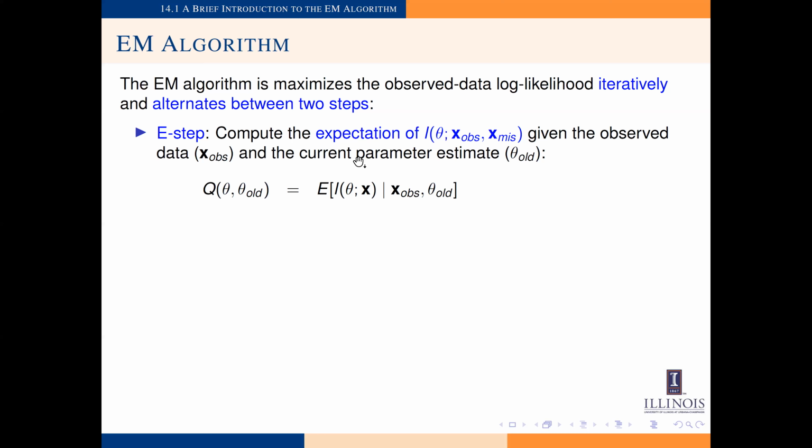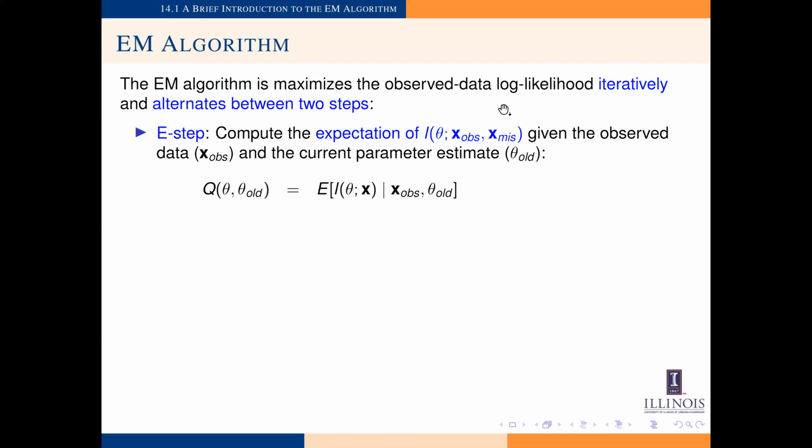So let's denote this conditional expectation of the log likelihood by Q. So Q of theta and theta old is equal to the expectation of the complete data log likelihood given the observed data and theta old. In the case where the missing data, in this case, that's included in bold X, so part of bold X is observed and part of it is missing.